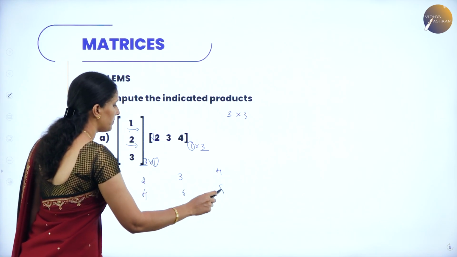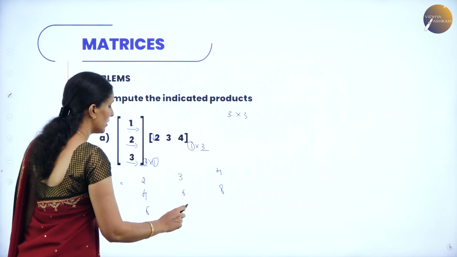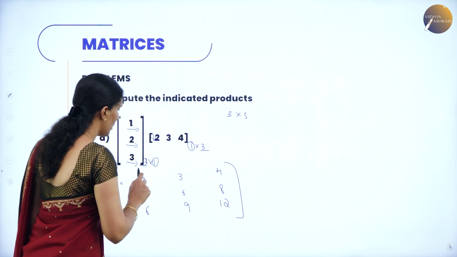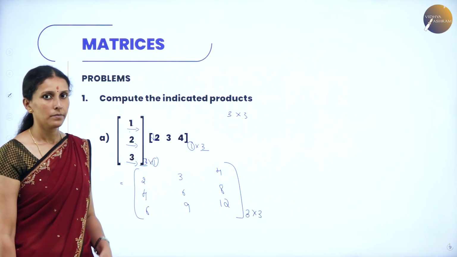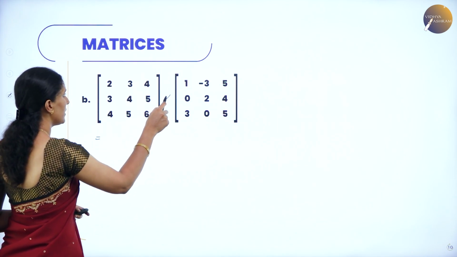Second row, third column. Third row, first column. Third row, second column. Third row, third column. So this is the new matrix which is of order 3 cross 3. Next one. So we have to multiply these two.